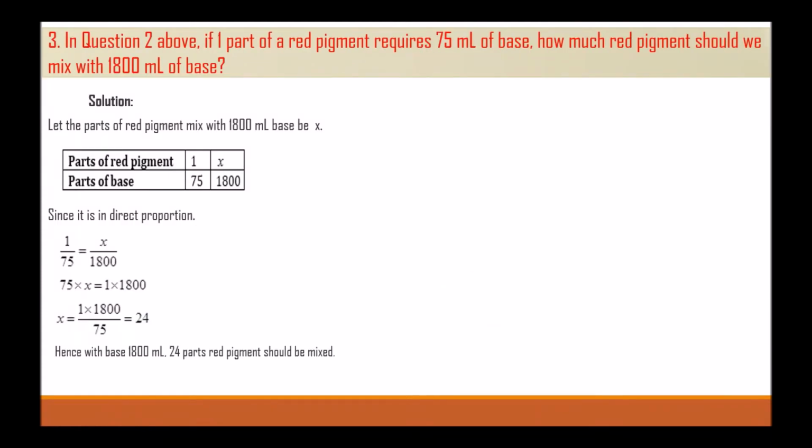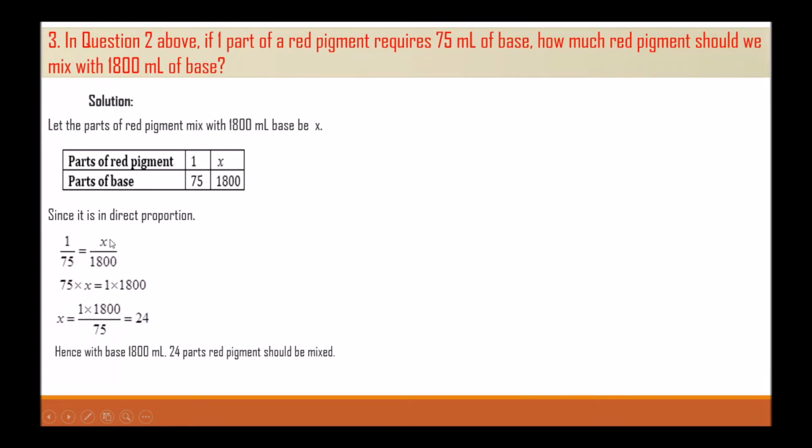Third question. In question 2 above, if one part of red pigment requires 75 ml of base, how much red pigment should we mix with 1800 milliliters of base? Let the parts of red pigment mixed with 1800 ml base be x. So parts of red pigment is 1, parts of base equals 75. Parts of red pigment is x, parts of base equals 1800.